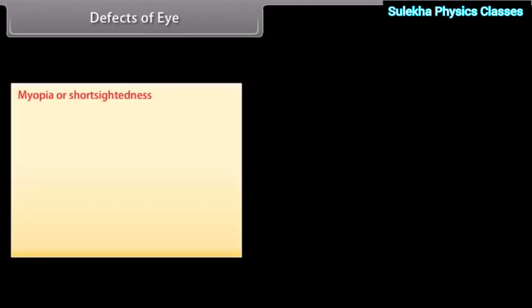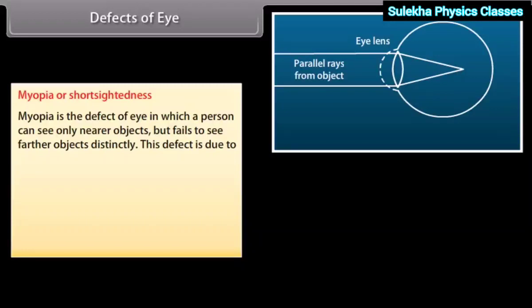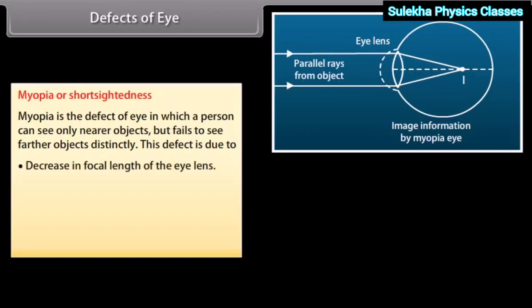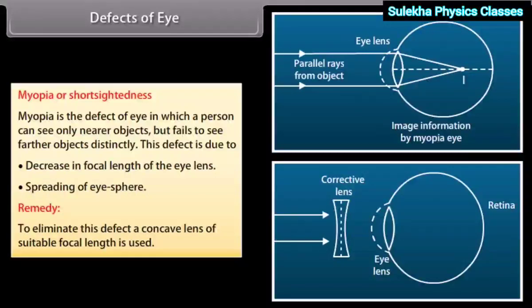Defects of eye. Myopia or short-sightedness. Myopia is the defect of the eye in which a person can see only nearer objects but fails to see farther objects distinctly. This defect is due to: 1. Decrease in focal length of the eye lens. 2. Spreading of the eye sphere. Remedy. To eliminate this defect, a concave lens of suitable focal length is used.